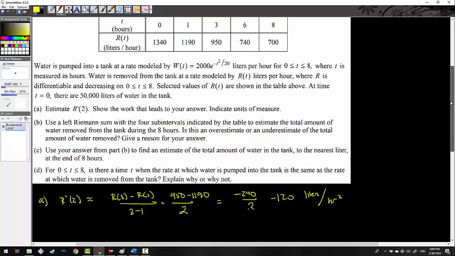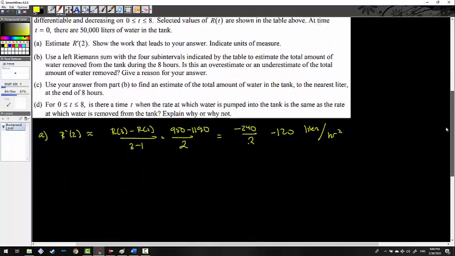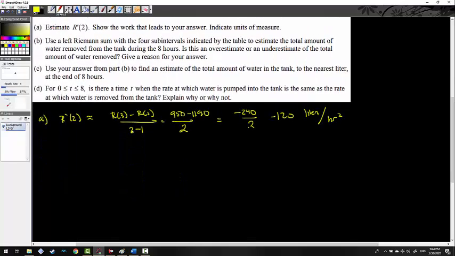Okay, pretty simple so far. It says in part B, use a left Riemann sum with 4 subintervals indicated by the table to estimate the total amount of water removed from the tank during the 8 hours. Is this going to be an overestimate or an underestimate? And give a reason for your answer.